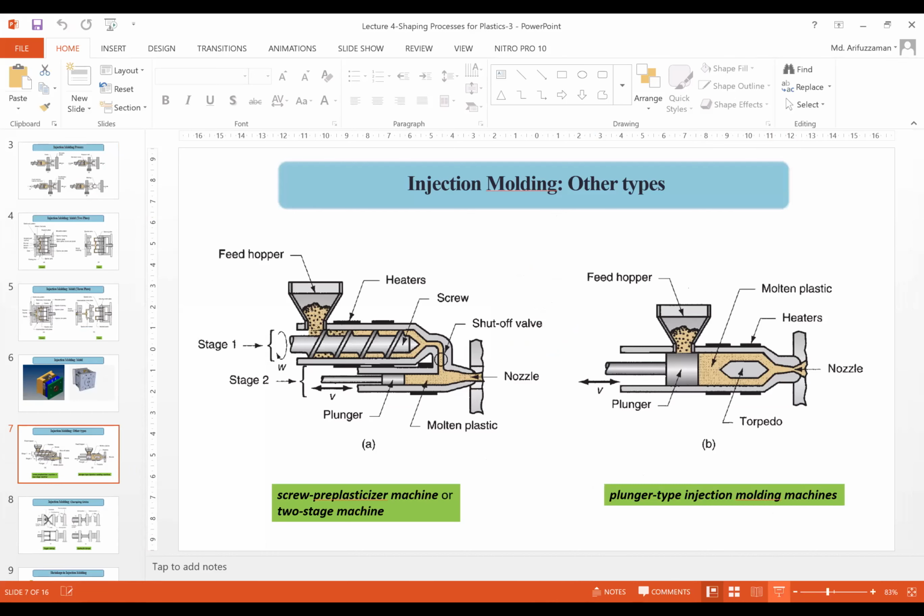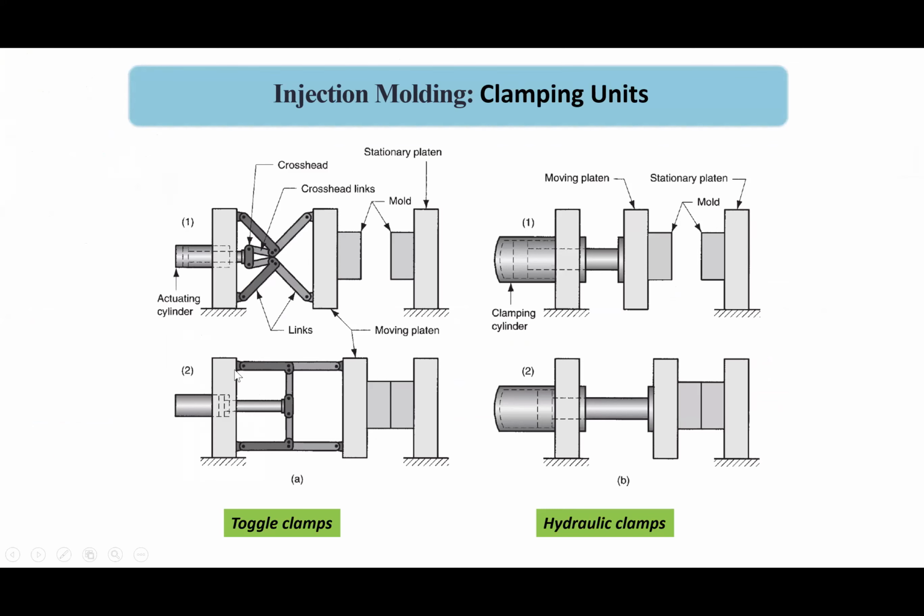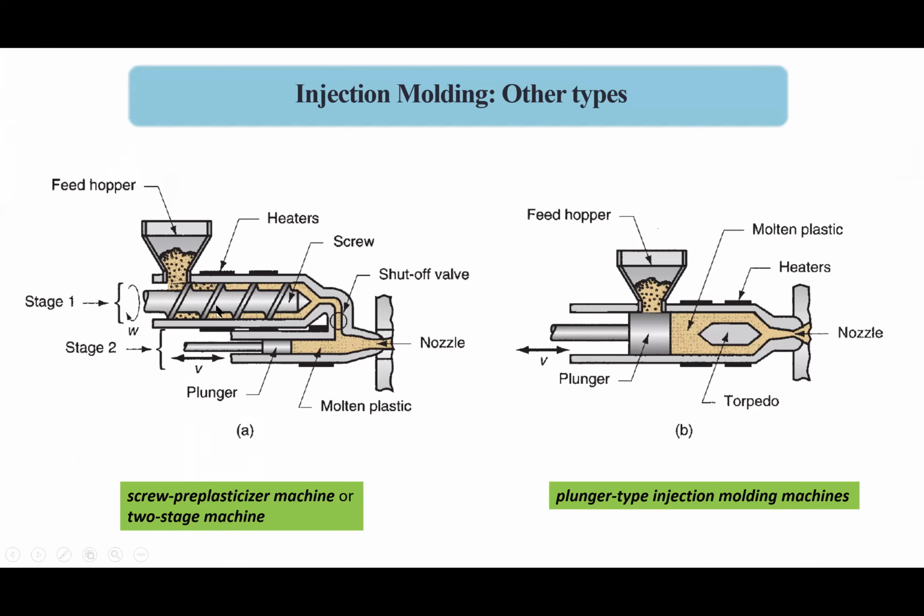All right, there are some other types of injection molding also available. The first one is the screw pre-plasticizer machine, or 2-stage machine. It performs the same task but in a different way. In the other machine, the screw itself is used as a plunger to push the material into the cavity. But in this case, the screw only rotates and transfers the material through the barrel. There is no reciprocating action of the screw.